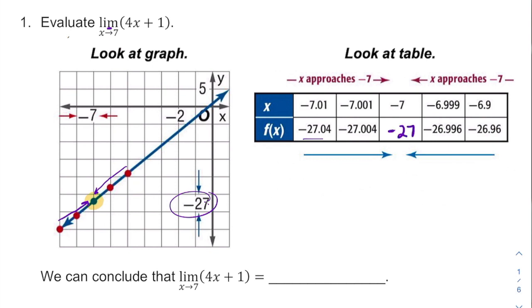So then our conclusion here is that the limit as x goes to negative 7 of 4x plus 1 is going to be negative 27. In this case, the limit ended up being the y coordinate of the point for our function 4x plus 1 at negative 7.